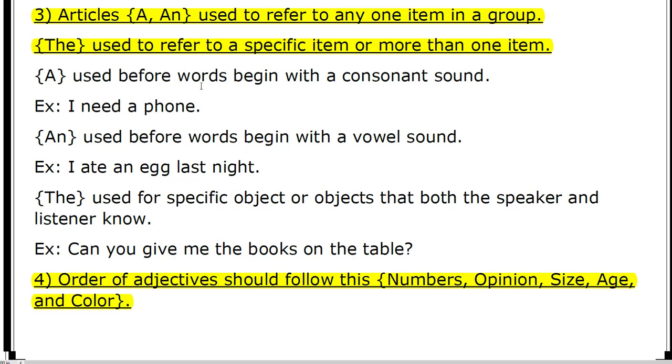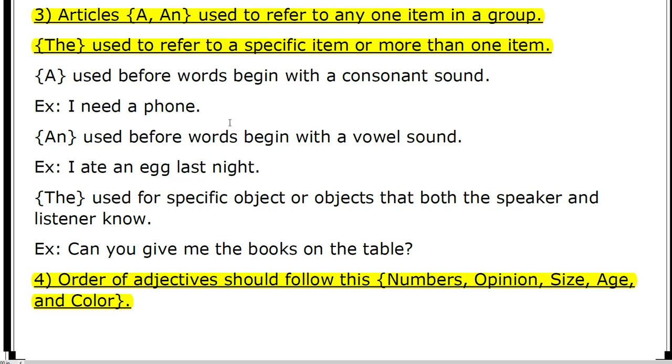A is used before words that begin with a consonant sound. Example, I need a phone. So here is a before the singular noun phone starting with a consonant, which is the letter P. I need a phone. I can't say I need an phone. I need a phone. Okay.